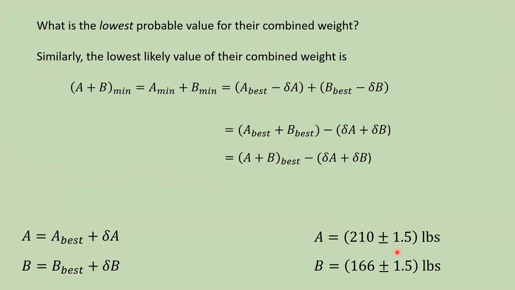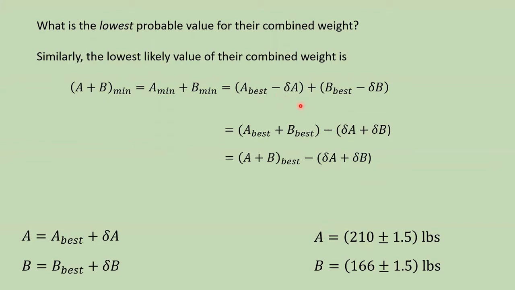Well, this statement says that Alfred could very possibly be as low as 210 minus 1.5. So in other words, 208.5. And Betty could be as low as 166 minus 1.5. So the minimum likely value of their combined weight would just be Alfred's likely minimum weight, and same thing for Betty. And I realize I'm being very deliberate here. We're going kind of slow here. It won't always be like this, but I want to make this clear for the two or three labs that you'll be doing that require this stuff.